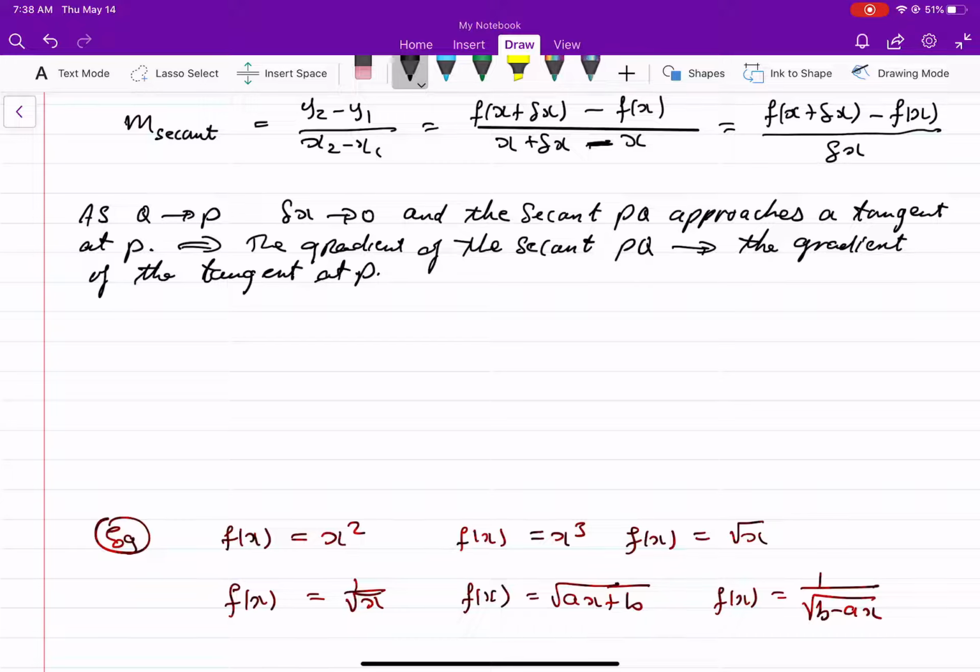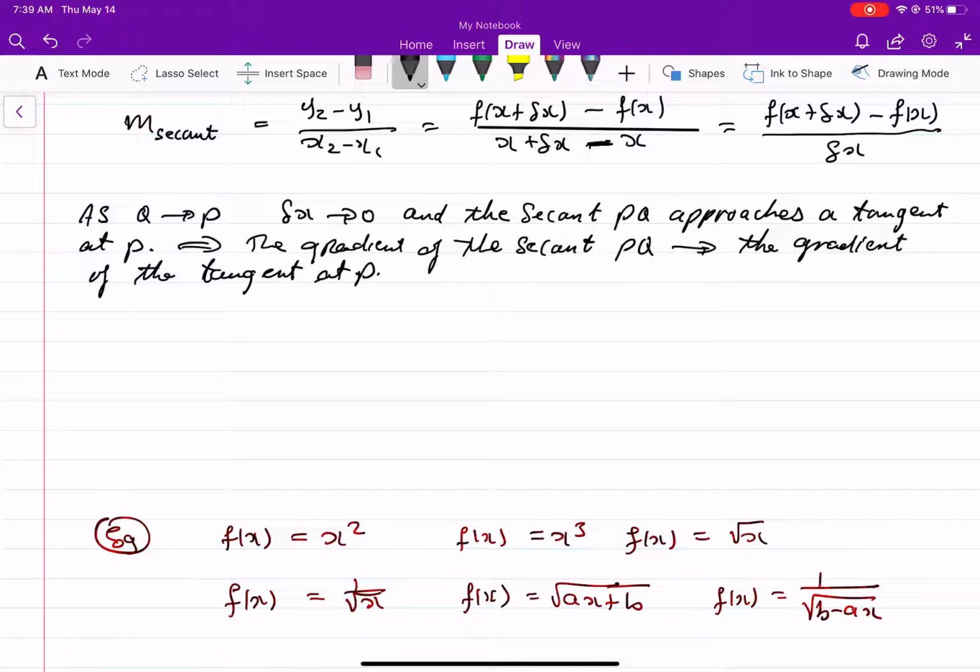Let's see if I can say that in a slightly different way. When I say as Q approaches P and as delta X approaches 0, that's another way of saying the final value that the gradient of the secant approaches. As Q approaches P and as delta X approaches 0, and the secant PQ approaches the tangent at P, this implies that the gradient of the secant PQ approaches the gradient of the tangent at P.